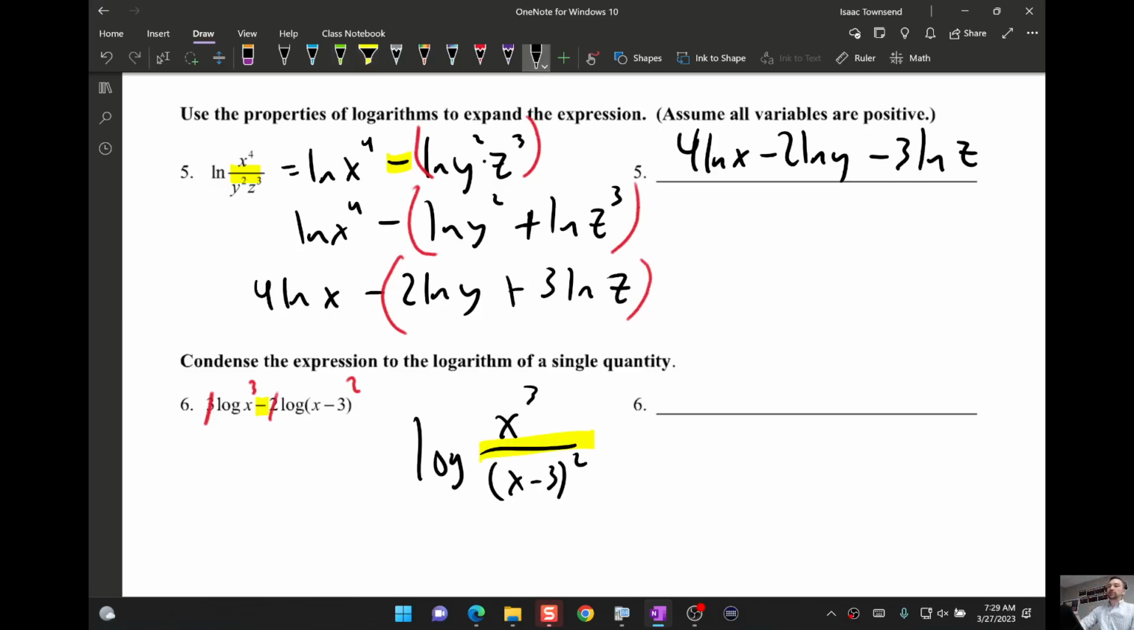And this is what these directions mean. Condense to a logarithm of a single quantity. So your answer should be log of some stuff. You shouldn't have the number out front. You shouldn't have multiple logs. You should have a single logarithm of some stuff, of a quantity.